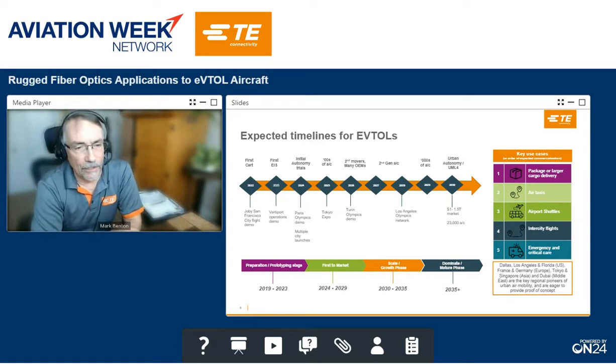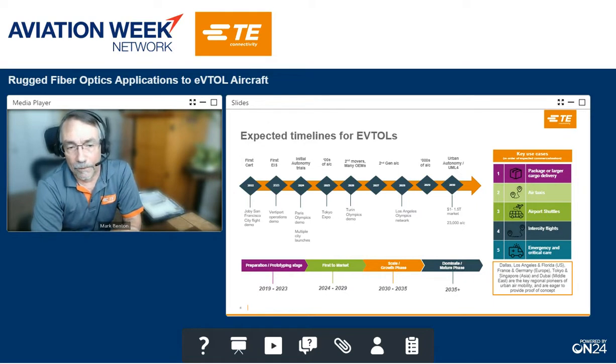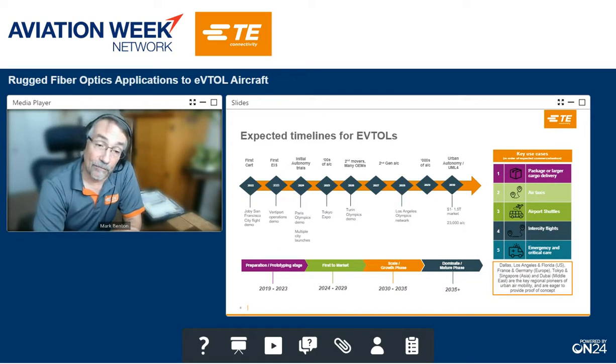The next phase will be the commercialization phase, where you'll start to see actual commercial operation of passenger eVTOLs and freight eVTOLs. There's an expectation in the 24 to 29 timeframe that you'll start to see VIP eVTOL services that would compete with your urban helicopter transport services today.